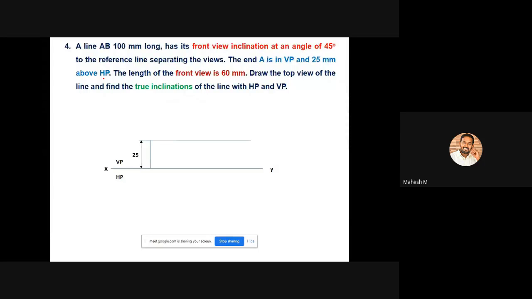And what is the name of this line? Roll number 35. Yes, sir. What is the name of this horizontal line? This one.